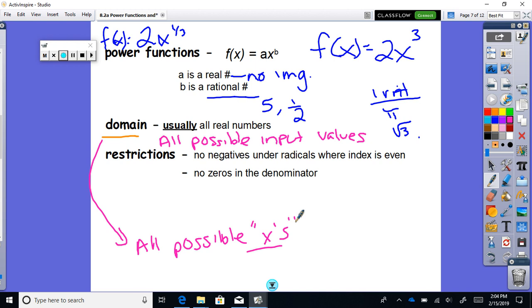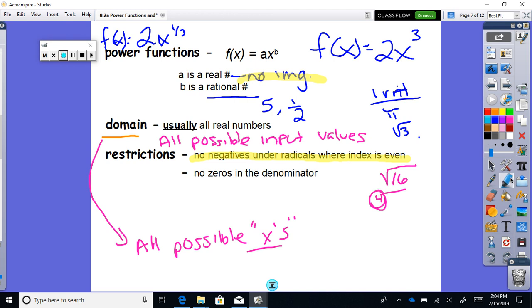Here's a couple restrictions that we have. There's no negative allowed under the radical when the index is even, because we want real number coefficients. We want no imaginaries, remember? So if it's an even index, like a square root or a fourth root, you have to have positive numbers under here, because if you had a negative, it would be imaginary. So no negatives under the square roots of any even index. Remember, the index is the little number there.